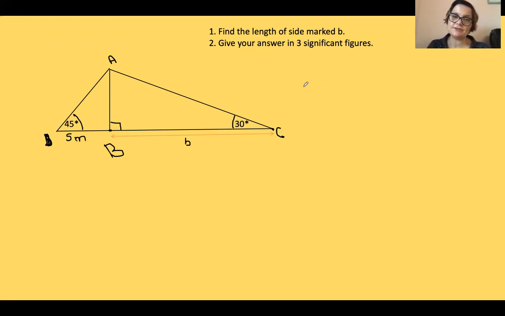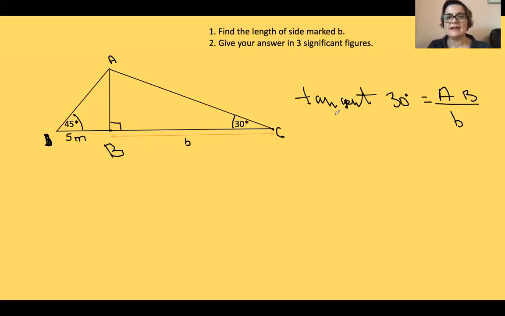So tangent 30 equals opposite side, which is AB, over adjacent, which is B. Now, we can find tangent 30. AB is unknown, BC is unknown, so we have two unknowns. As finding the side B is the final side we need to find out, we can work it out with side AB. Can we find side AB?